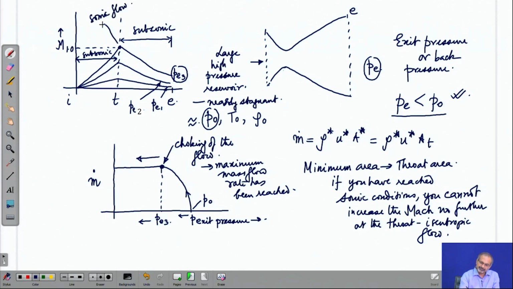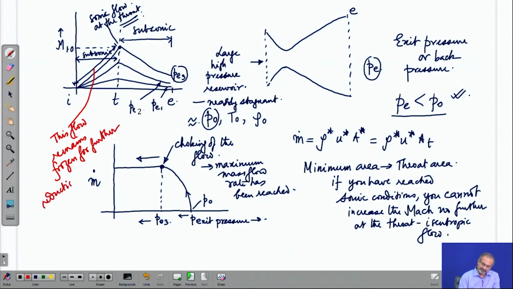at the throat. And that is where the throat gets choked. If you reduce the pressure at the exit any further, there will be no change in the way the Mach number varies in this section. So, that part of the flow gets frozen essentially. This flow remains frozen for further reduction in exit pressure or back pressure.